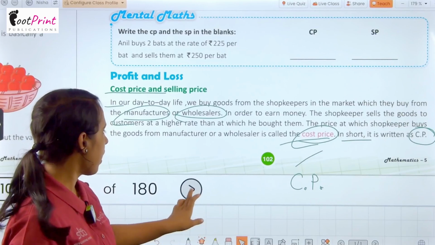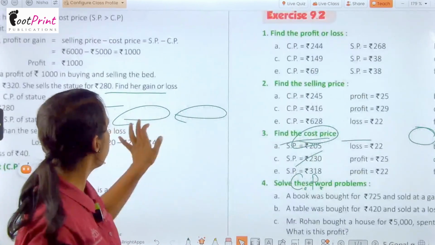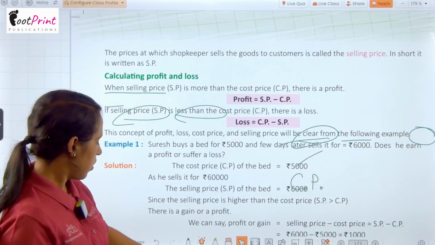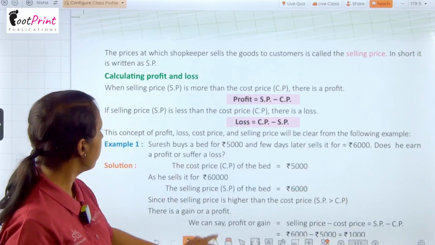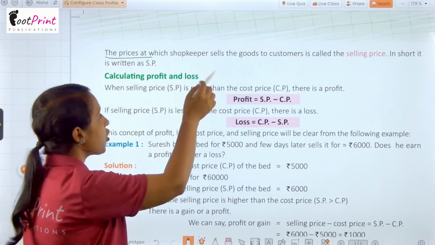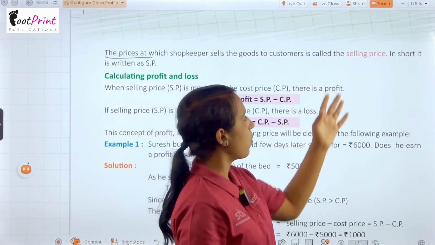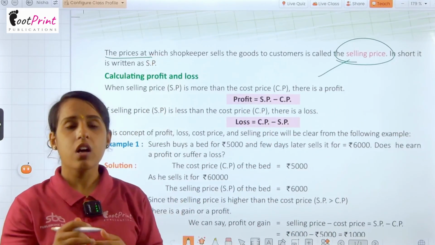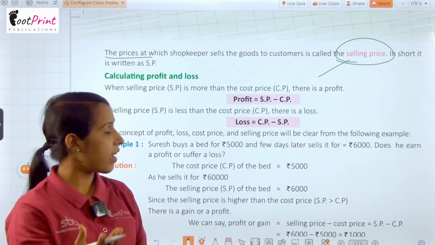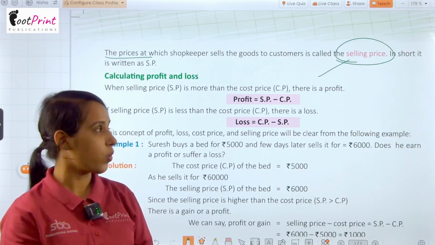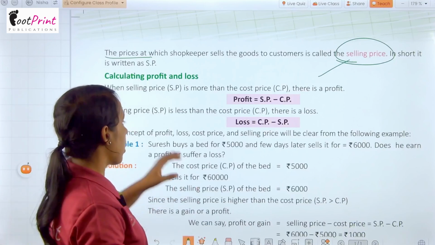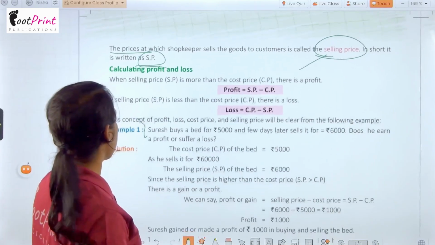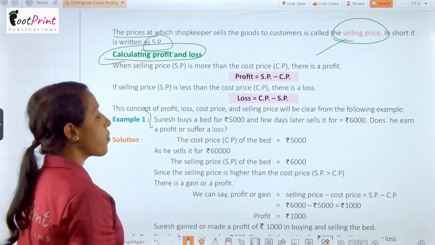Okay, now moving ahead to understand what is SP. See here. So here we have SP. The price at which the shopkeeper sells the goods to customers is called the selling price. So ऐसा प्राइस जो शॉपकीपर होगा जिस रेट पर और जिस प्राइस पर गुड्स को सेल कर रहा है कस्टमर को, दैट इज कॉल्ड सेलिंग प्राइस. और इन शॉर्ट वी कैन राइट इट एज SP, okay, with capital letters.